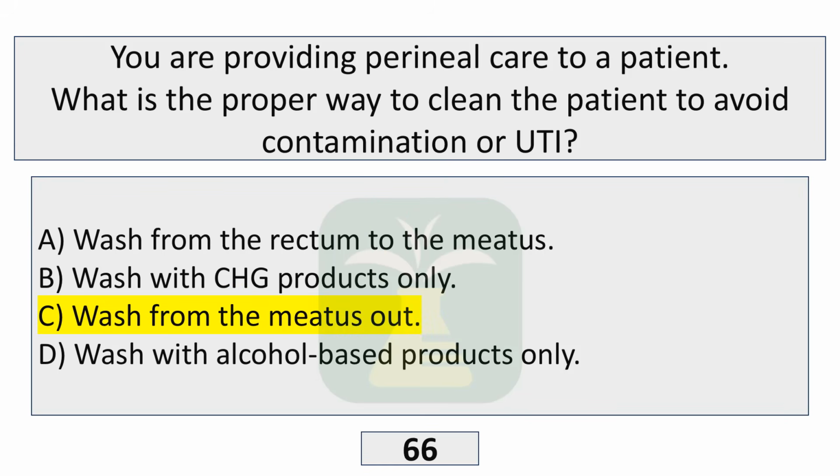Correct answer, C. Wash from the meatus out. The proper way to provide perineal care to a patient is to wash from the meatus out. One should think dirty to clean. No CHG or alcohol-based products should be used as they dry out the skin.